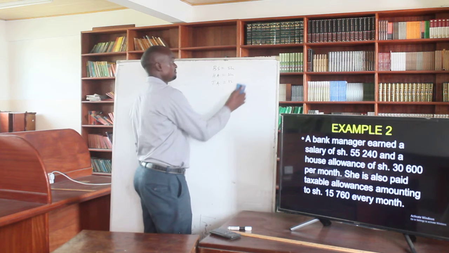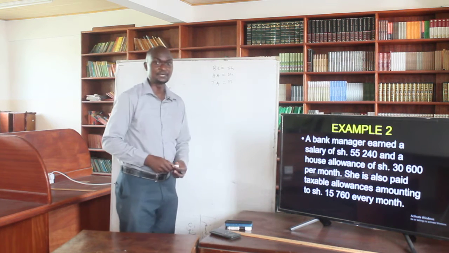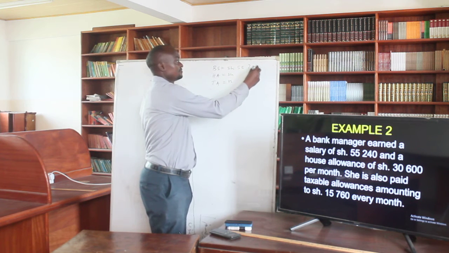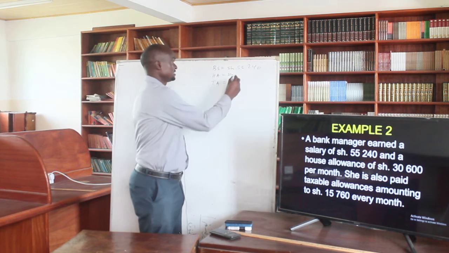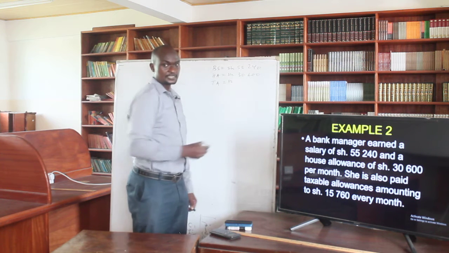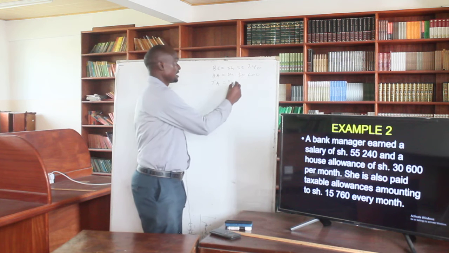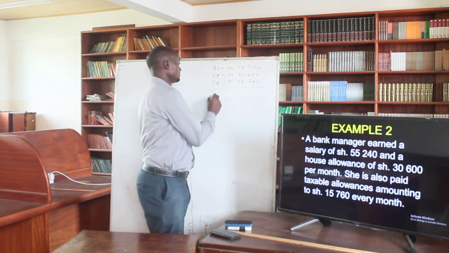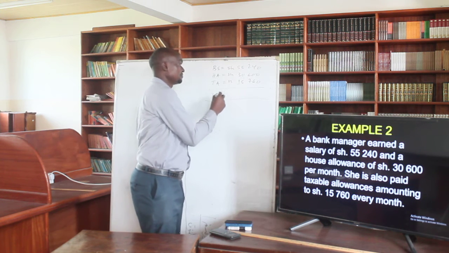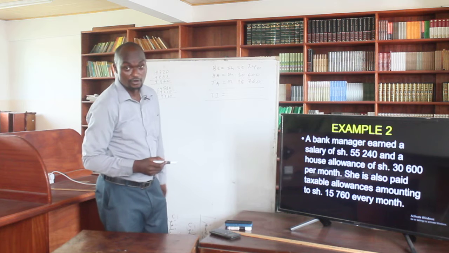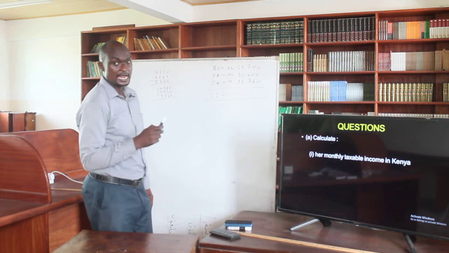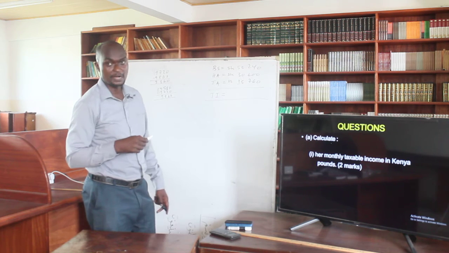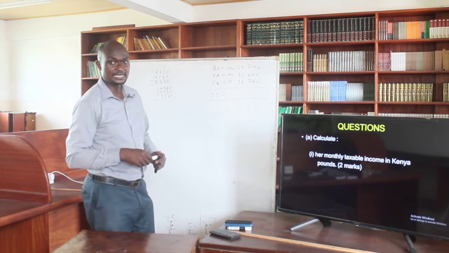So, again, dealing with the example that we had previously, you can see that it was the same concept. The basic salary is 55,240. The house allowance is 30,600. The other taxable allowances are 15,760. So, TI, taxable income, will be found by getting the total of this, which is what we have in the question here. Calculate her monthly taxable income in Kenya pounds.